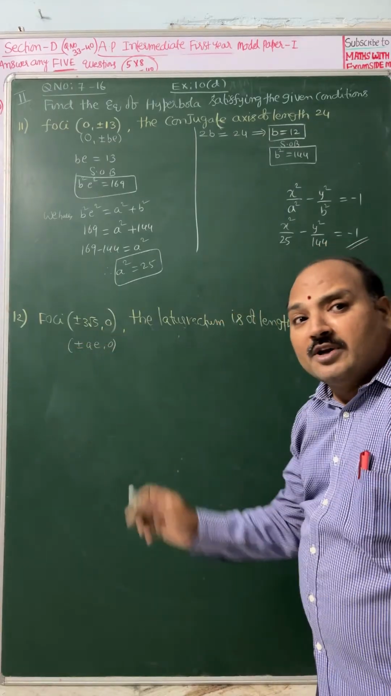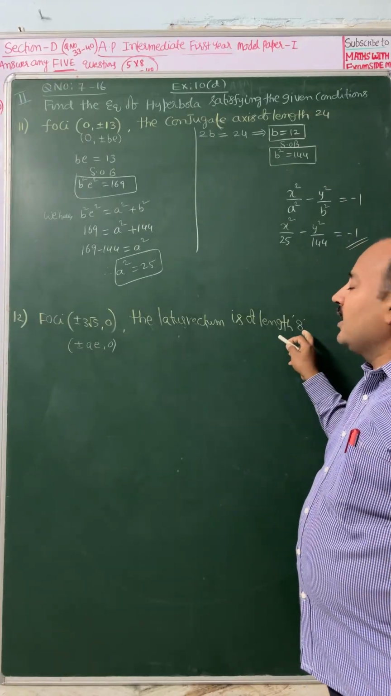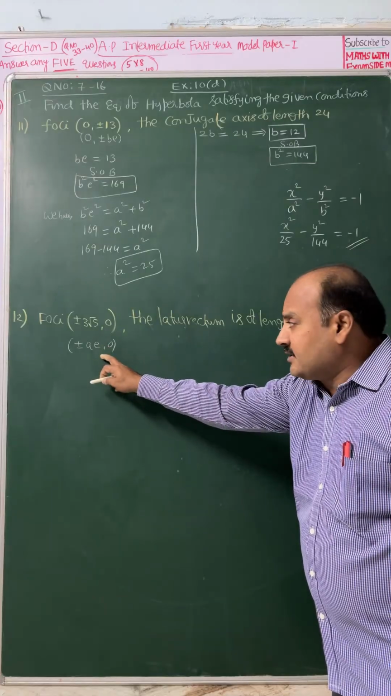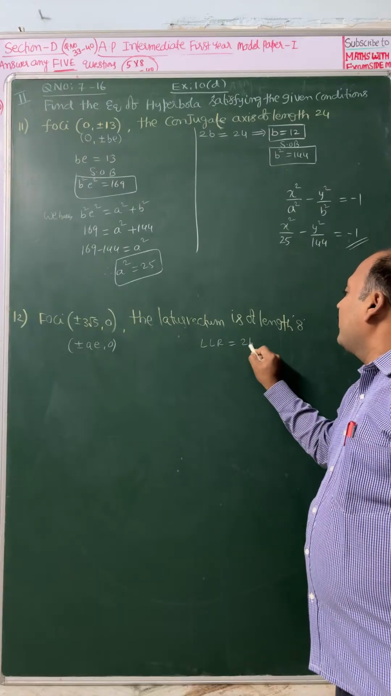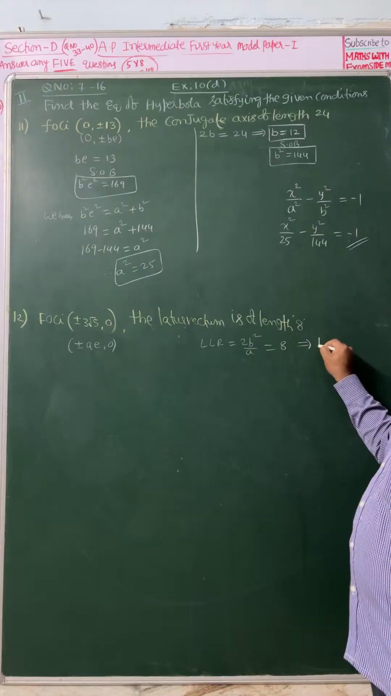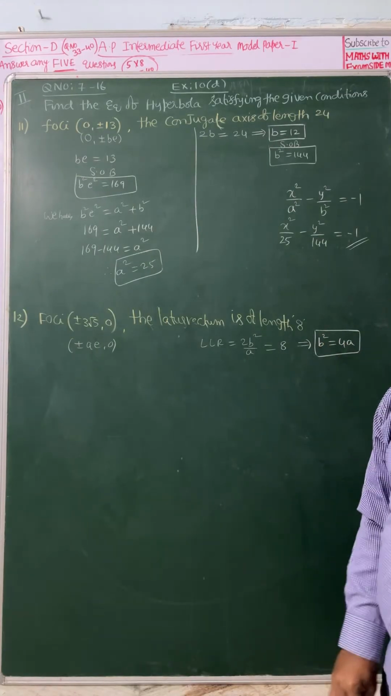Why? Because the foci are plus or minus 3 root 5, 0. Then the latus rectum is of length 8. So whenever the foci lie on the transverse axis, the latus rectum length LLR is equal to 2b square by a. So that is equal to 8, which implies b square is equal to 4a. Okay, dear students, I hope you understand.